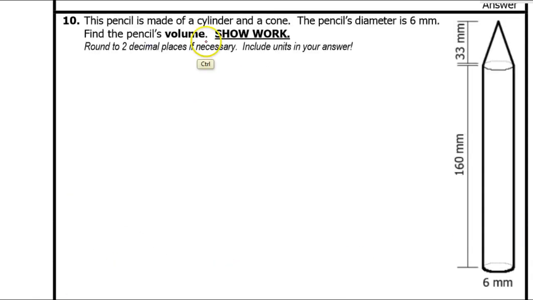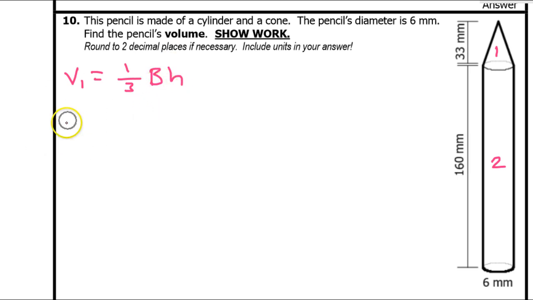This pencil is made of a cylinder and a cone. The pencil's diameter is 6 millimeters. All right, that's marked down here. Find the pencil's volume. Okay, so I am going to think of the cone as volume 1, and I will think of the cylinder as volume 2. So volume 1. The volume of a cone is 1/3 area of the base times the height.